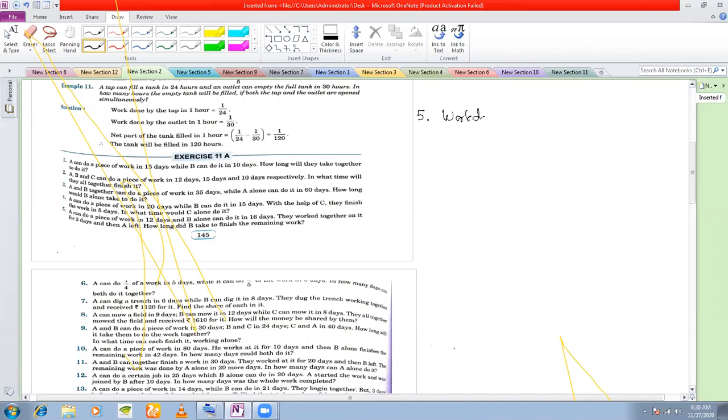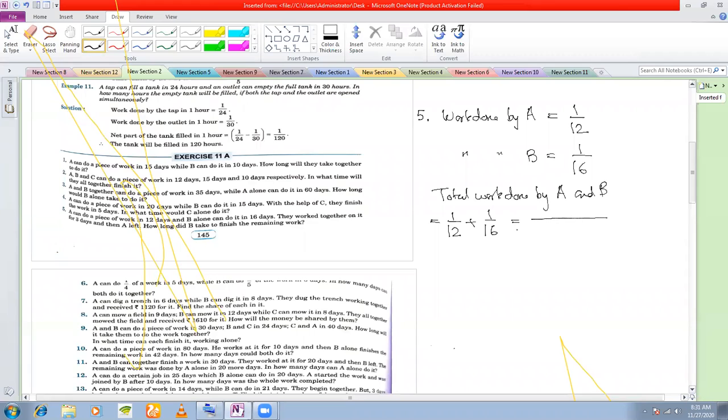Work done by A. In how many days is A able to finish the work? A is able to finish the work in 12 days. So work done by A will be 1 by 12. Work done by B. In how many days can B alone finish the work? In 16 days. So work done by B is 1 by 16. So what is the total work done by A and B? Total work done by A and B is 1 by 12 plus 1 by 16. Take the LCM here. The LCM of 12 and 16 is 48.